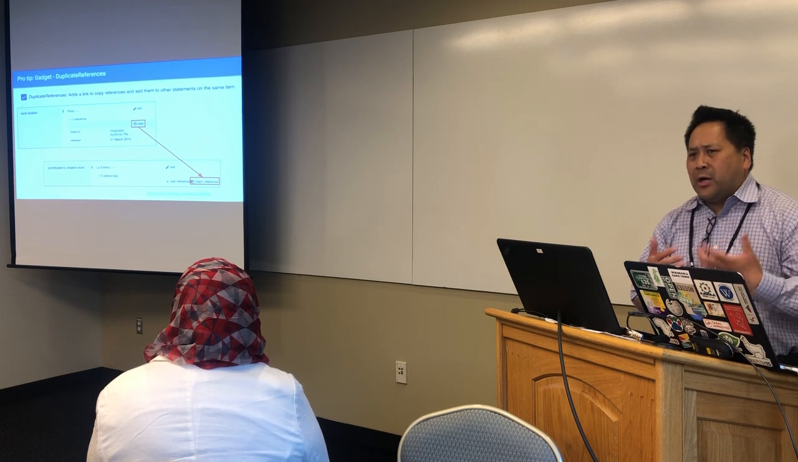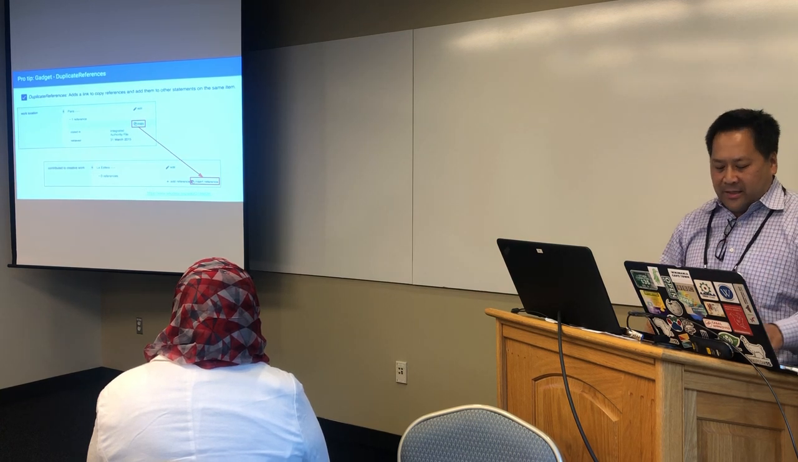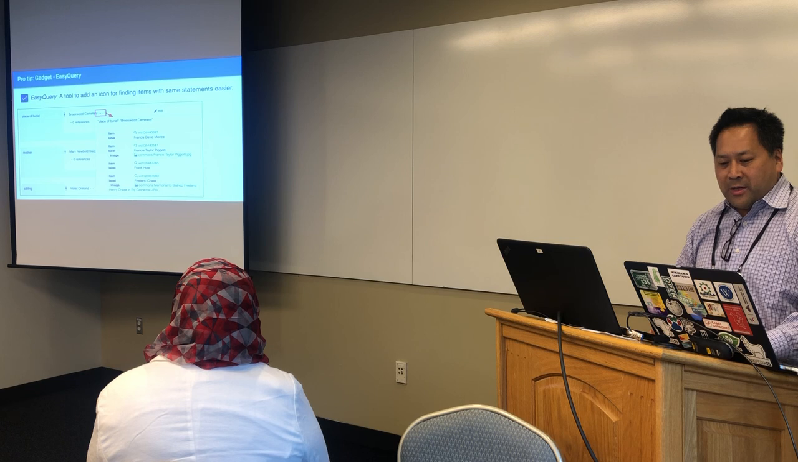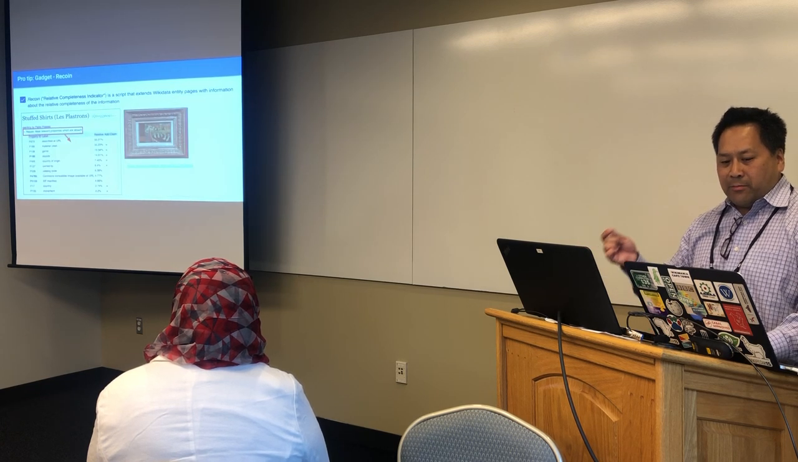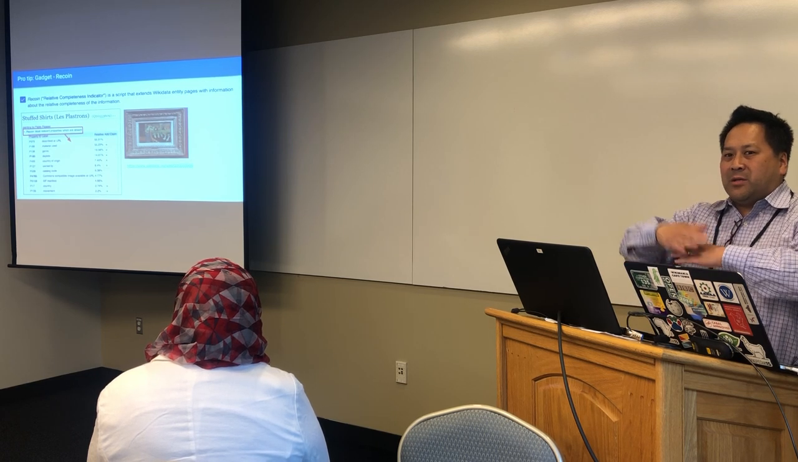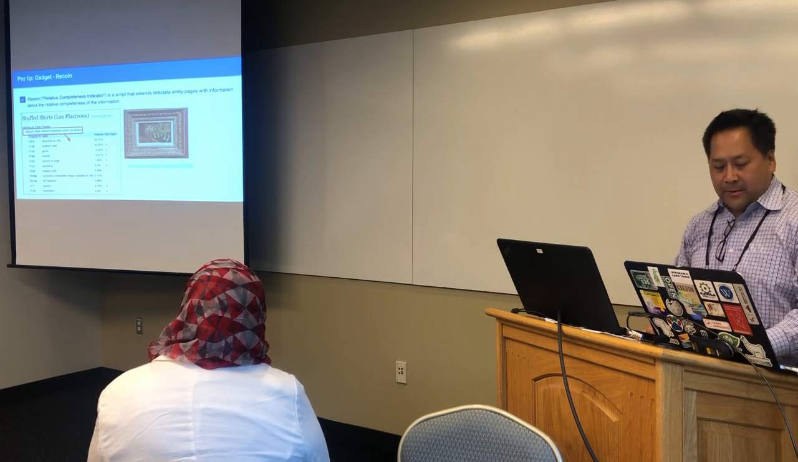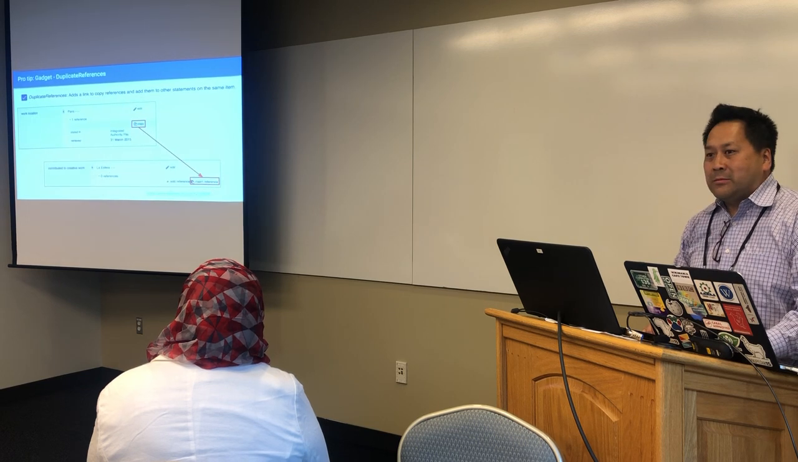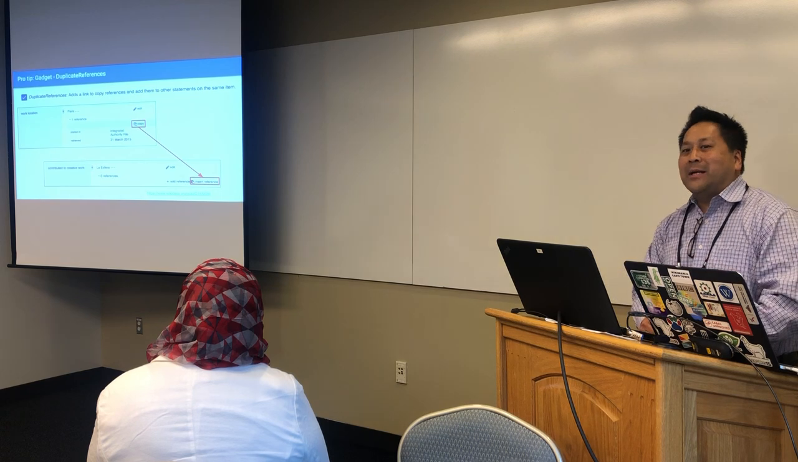Okay, so I encourage you to play with the other gadgets that are there, but these three I think everyone should have. Easy Query for quick access to Wikidata Query, Recoin, the relative completeness indicator, a really nice way just to show how this item compares to the other filled-in items in Wikidata, and Duplicate References. Any questions or any other folks who have gadgets of their own that they might recommend?